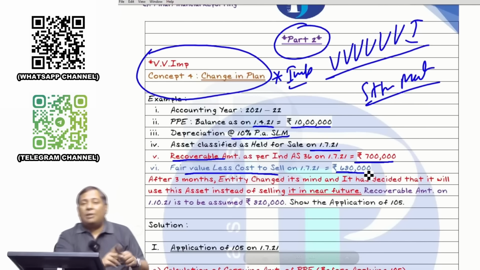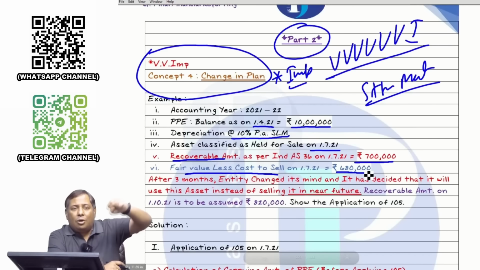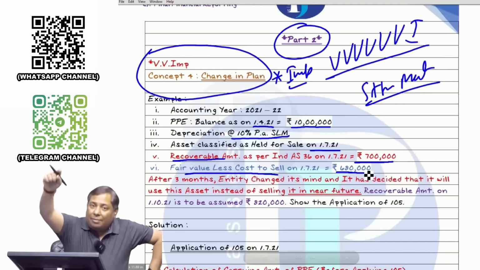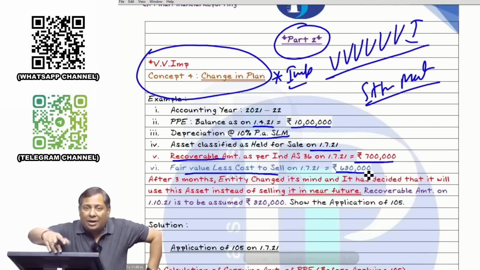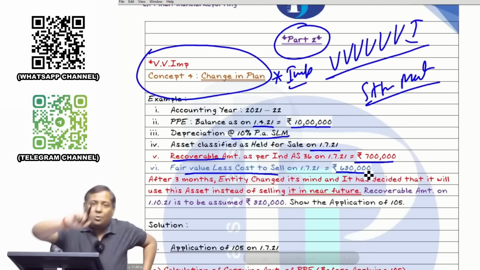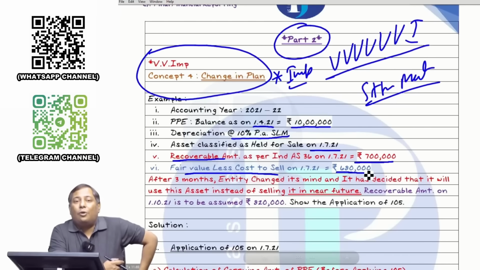Intentions change. So, when your intentions change, you will have to withdraw the asset from 105 and take it to 16 or 38. Earlier it was already within 16. You fulfilled the conditions and brought it into 105. Now you want to use this. So, you want to go back from 105 to 16, or from 105 to 38. This is called change in plan. It is not that easy. There is a specific procedure for this which you will have to follow. You cannot change the plan so easily.